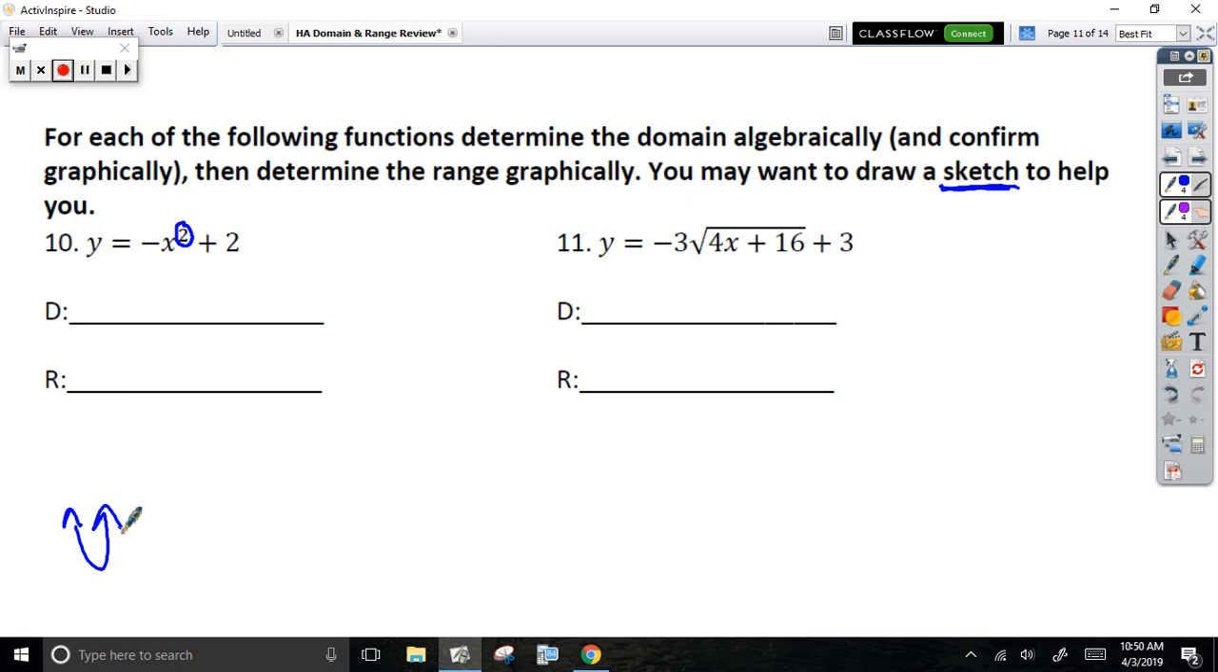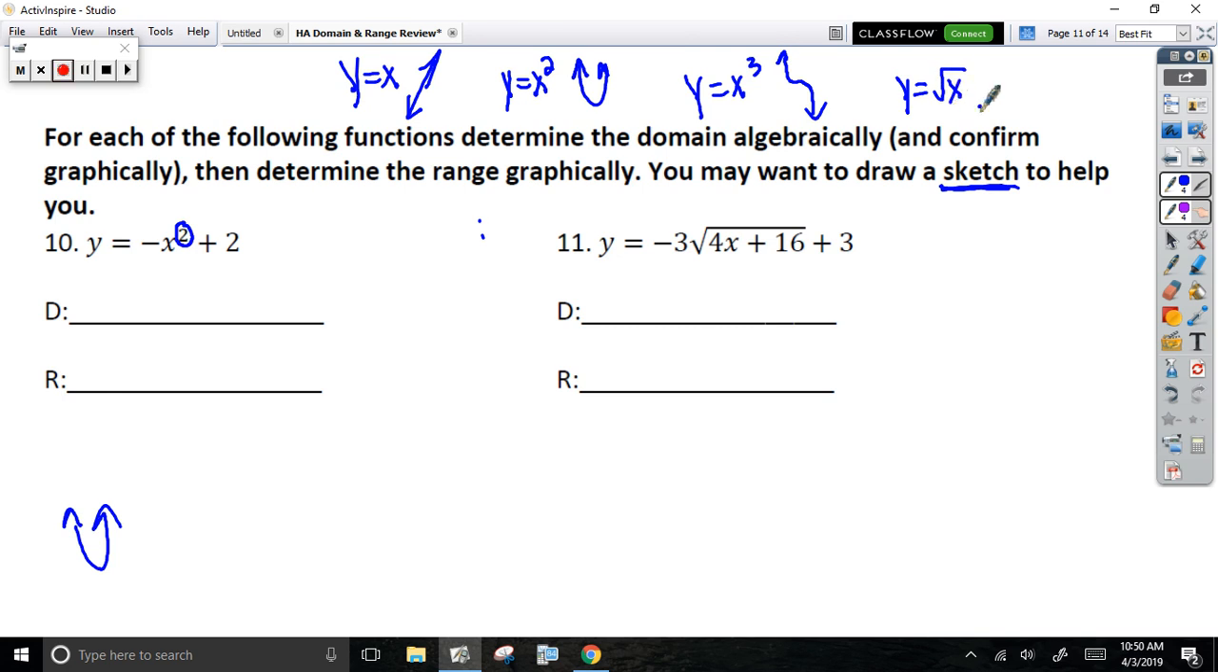Anytime you see y equals x, that should make a line. If you see y equals x squared, that should make a parabola. It might be flipped or whatever. If you see y equals x cubed, that would make the S curve going upside down. If you see y equals the square root of x, that should equal half a sideways parabola. And if you see y equals the cube root of x, that's your sideways S curve. You need to know those without a calculator, just a general idea of what they look like.